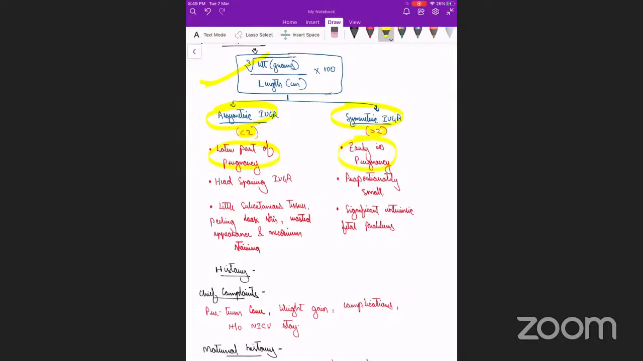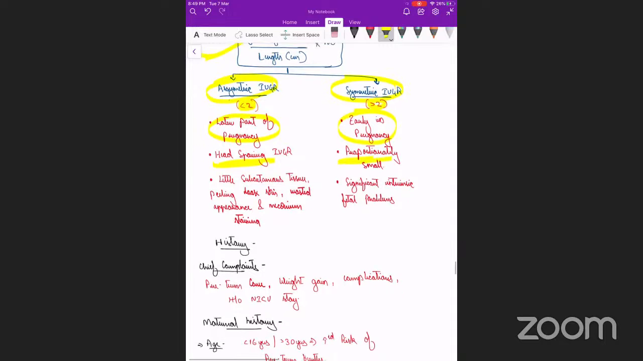So in symmetric IUGR babies, the head and body will be proportionately smaller, whereas in asymmetric IUGR, the head would have grown well in the 1st trimester itself. So the head will be larger as compared to the rest of the body. That is why asymmetric IUGR is called head sparing IUGR, and symmetric IUGR is proportionately small.